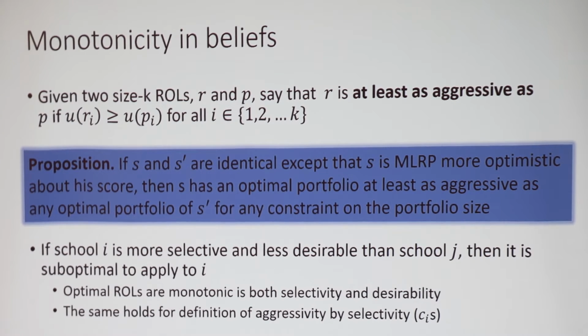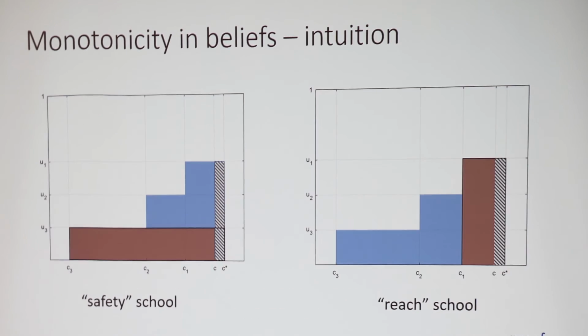OK, so I have a few more minutes. I want to show you a couple of propositions. The first proposition states that if my beliefs are more pessimistic than Richard's, but our preferences are exactly the same, I am going to apply more defensively. He's going to apply more aggressively, in the sense that his first choice is going to be more aggressive than my first choice. His second choice is going to be more aggressive than my second choice, and so on. Why is that? Well, look at what happens if we only get to apply to one school.